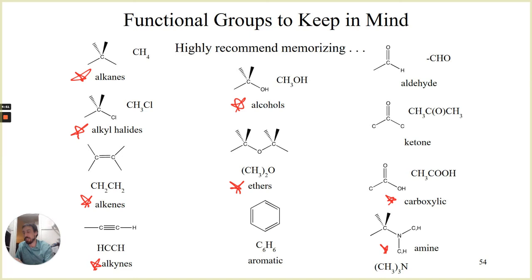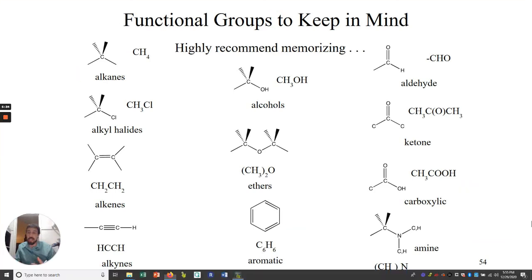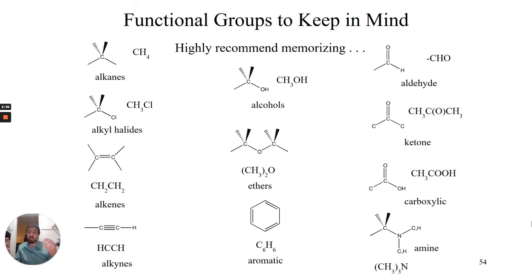Ethers are kind of a blend, so we might call that one purple as far as our memorization goes. Aromatics, aldehydes, ketones, carboxylic acids, amines, and to a certain extent our alkynes and alkenes will also get addressed in second semester. So if you're only in first semester, you still need to be able to identify these functional groups when you see them. You just won't be spending a lot of time reacting them with anything.